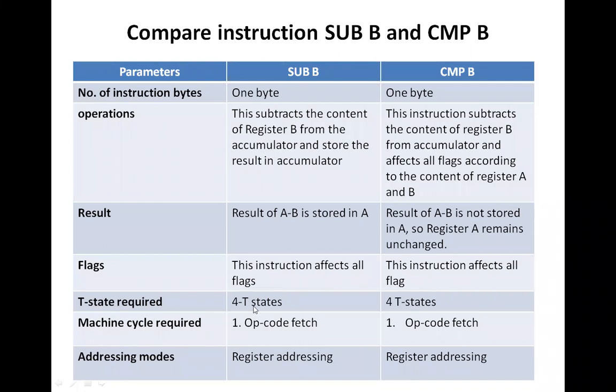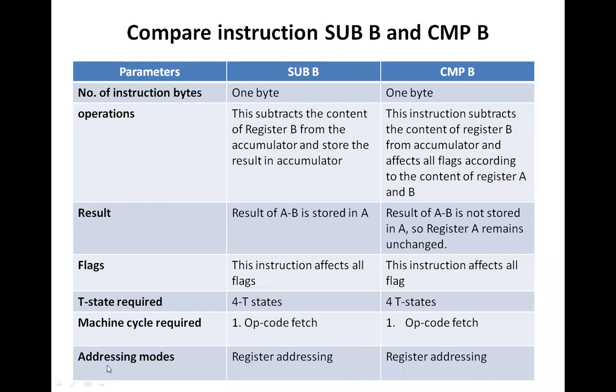This instruction is taking 4 T states since it is a 1 byte instruction. So only 4 states. Compare B is also a 1 byte instruction. It is also taking 4 states. And the machine cycle which is required for subtract B and compare B is also the same, that is opcode fetch. That's all.